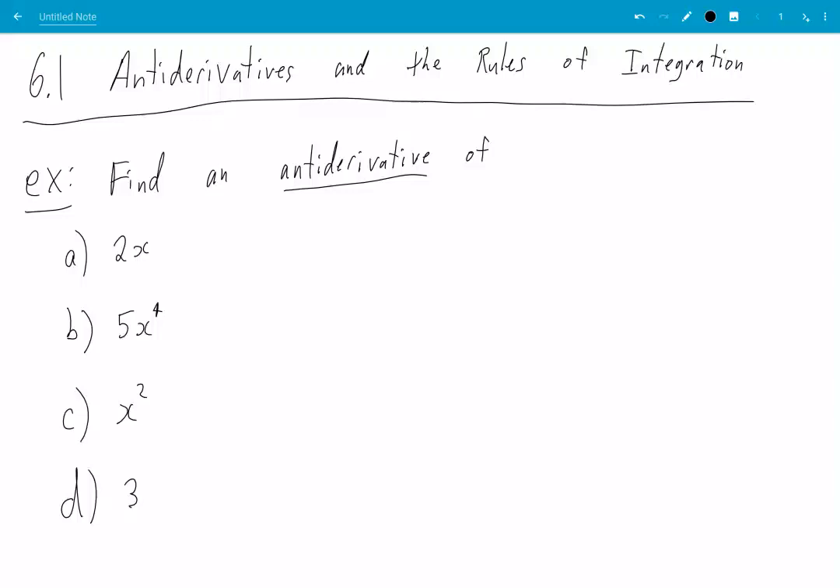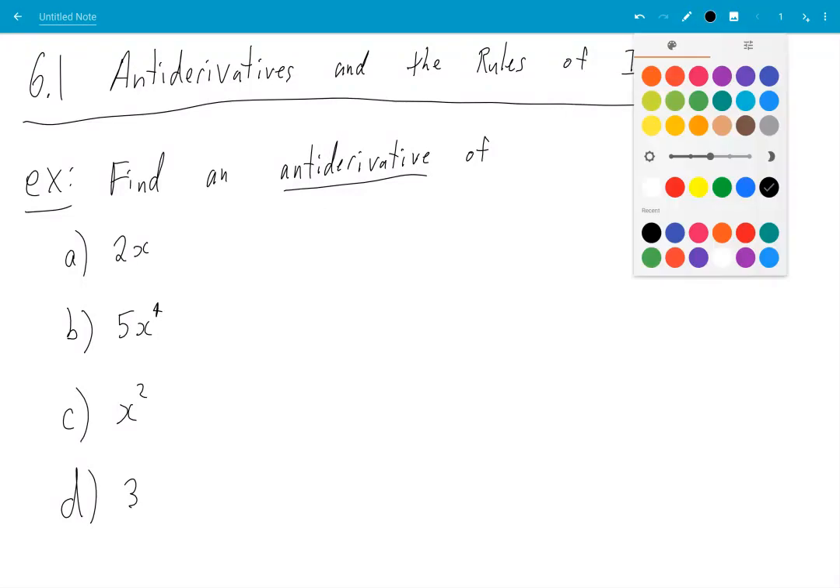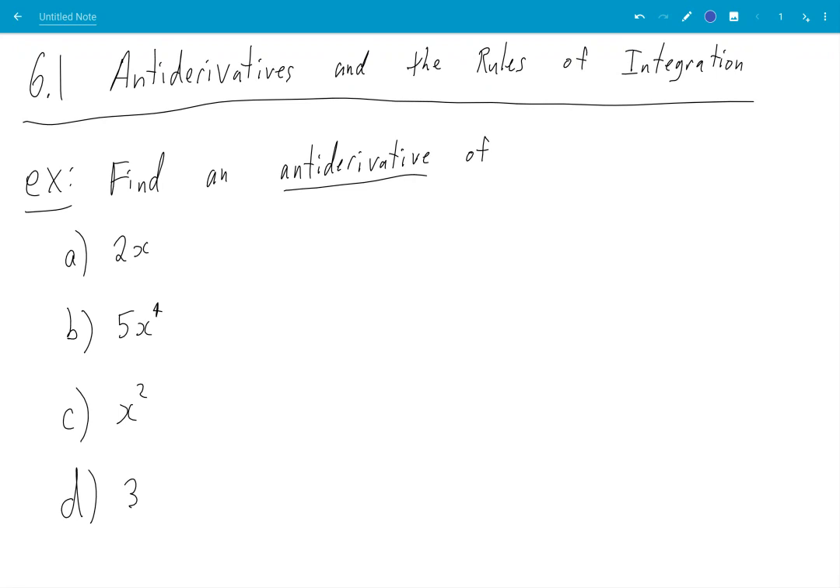Okay, pause the video and copy this down. So, you know what a derivative is. So what do you think an antiderivative is? Well, we're going backwards, aren't we?